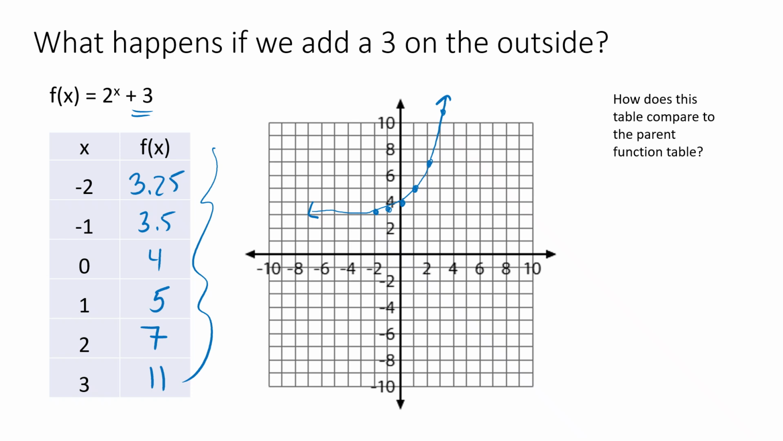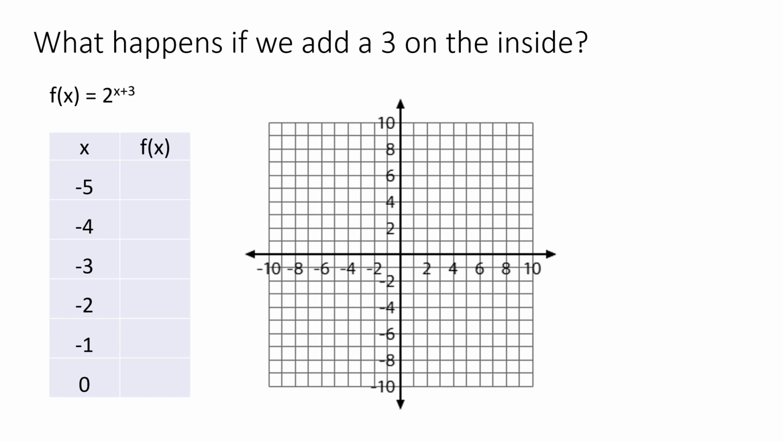So how does this table compare to the parent function table? Well, there it is. And you can see our previous table that we filled out, and we can see that all of our current y values are 3 greater. And if you don't mess with the x's, but you do mess with the y's, what you're going to do is slide everything up or down, depending on what you're doing. So this reviews our transformations. It also gives you an idea of where the asymptote is for our exponential, and of course reinforces the shape of the function. All right, and this is the last one that we're going to do out the long way.